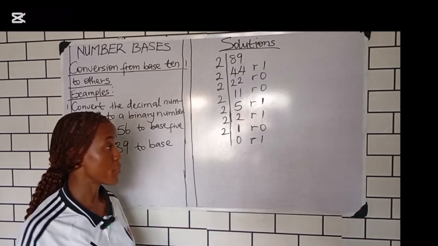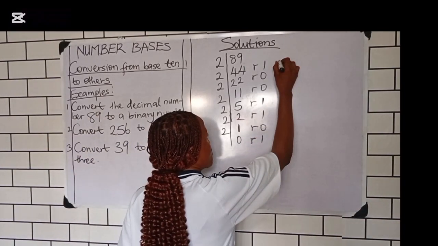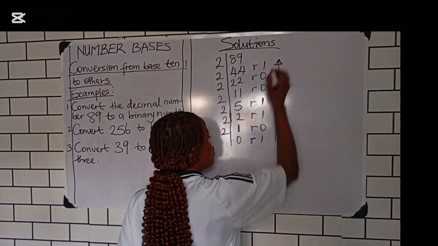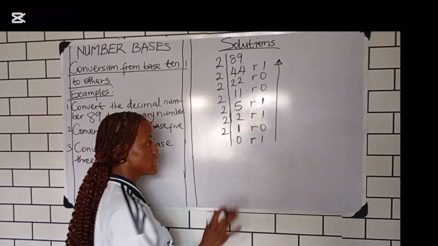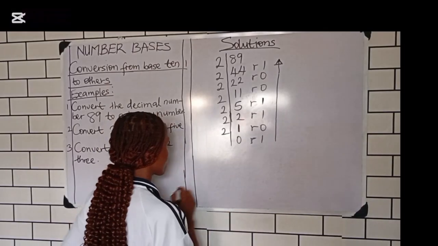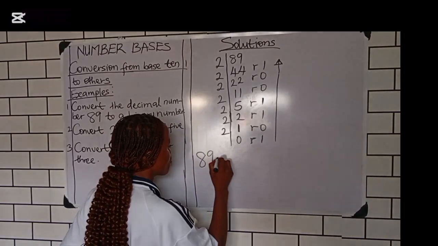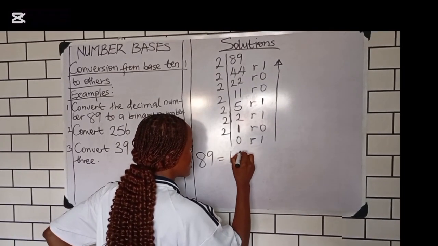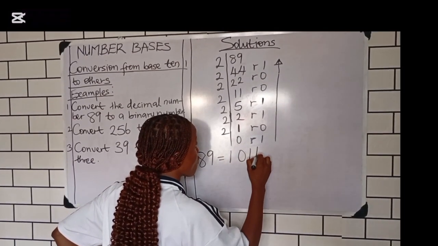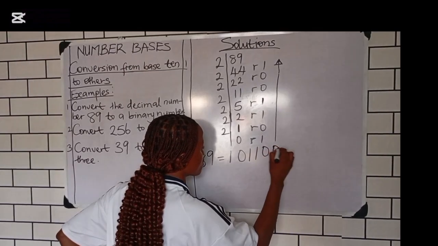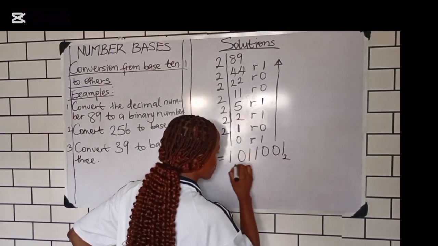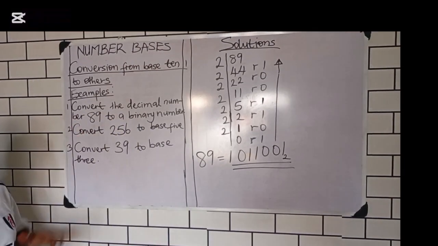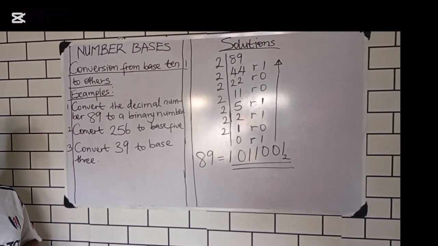Now, this is how we are going to pick the numbers. Draw an arrow that is facing up. This shows that we have to pick the number starting with the last digit. Now, this 89 in binary will give us 1 0 1 1 0 0 1 in base 2. This is our final answer for question number 1. Now we'll be moving over to question number 2.